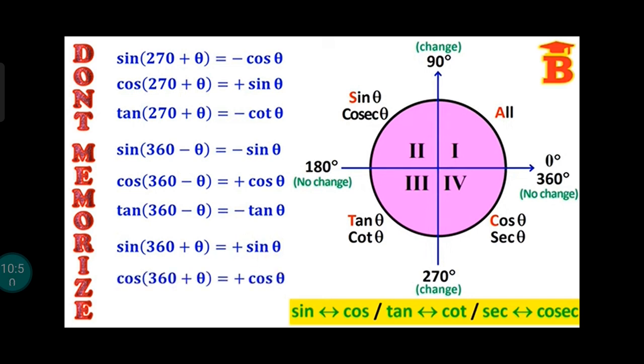Cos 360 plus theta equal to first quadrant positive and no change, so plus cos theta. Tan 360 plus theta equal to first quadrant positive and no change, so we get the answer plus tan theta. In this way, we can remember all the allied angles formulas without memorizing them.